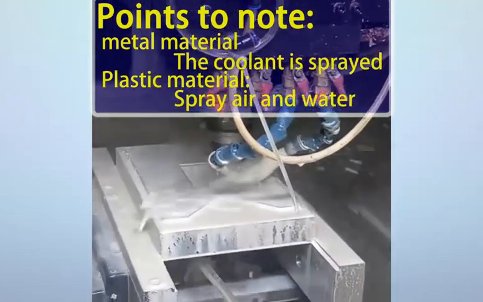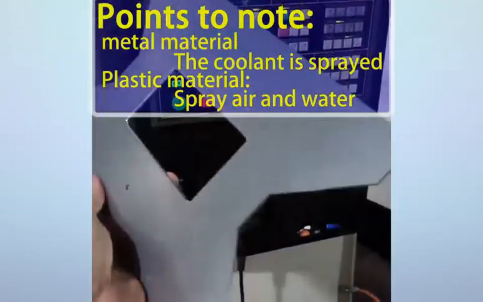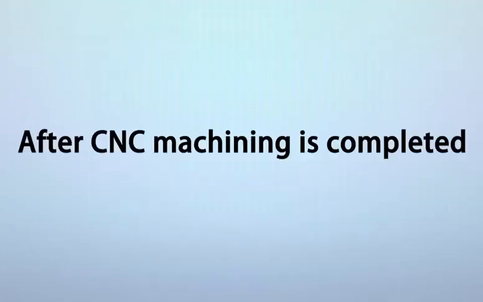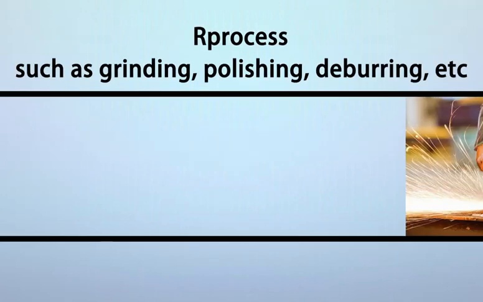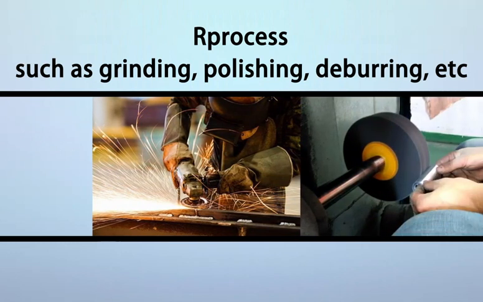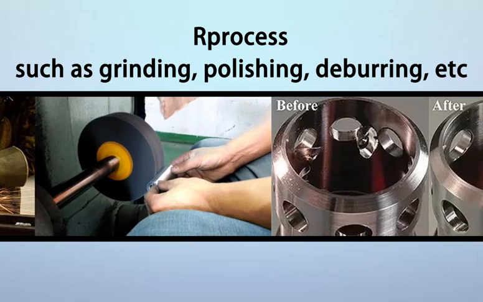Gypsum must be injected when turning over CNC processed plastic parts to prevent the knife from flicking out and product deformation during processing. After CNC machining is completed, post-processing, such as grinding, polishing, deburring, etc. may be required according to the drawing requirements, and then surface treatment is performed.